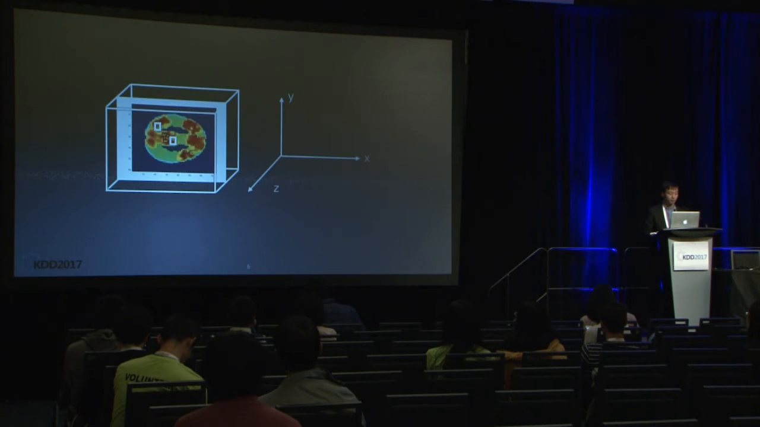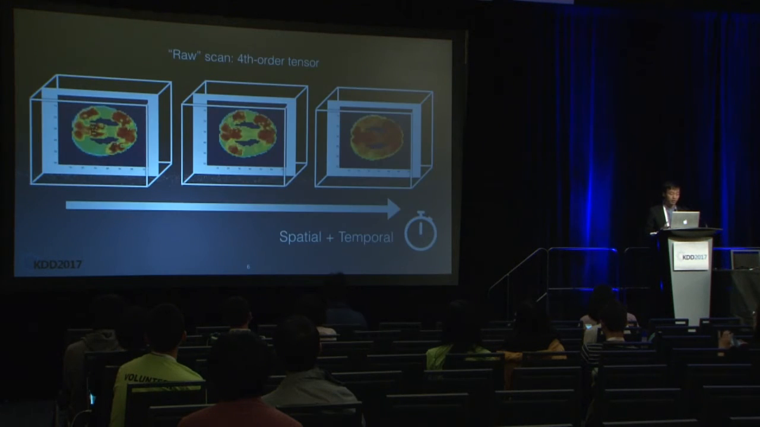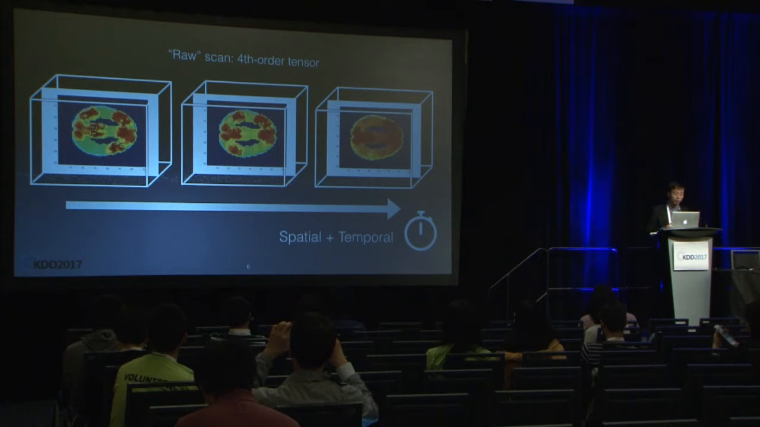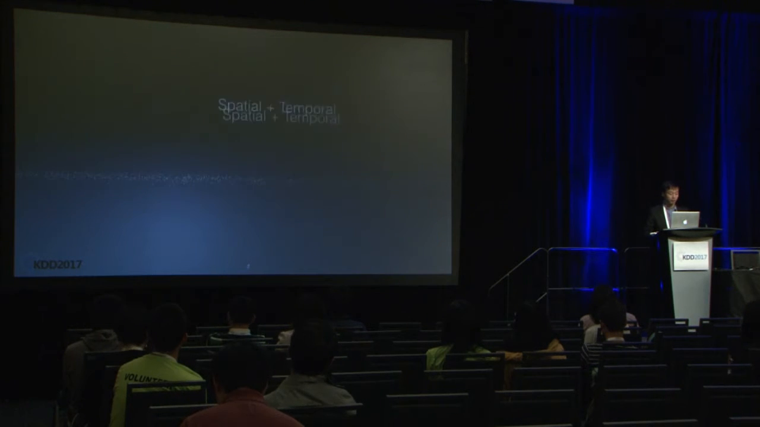Regarding its data structure, an fMRI scan is comprised of a sequence of 3D images, and each 3D image is comprised of the so-called voxels. Basically, they're the counterparts of pixels in a 2D image. So overall, an fMRI scan can be seen as a fourth-order tensor, being a sequence of 3D images along a temporal dimension, which essentially makes fMRI scans spatial temporal data.